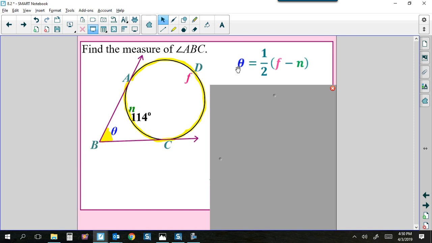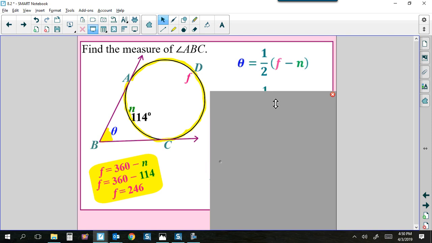You cannot solve this equation by itself. So before you can solve for theta, you need to figure out what arc F is. So you're going to simply do 360 minus arc N, which you are given is 114. So you know arc F is going to be 246 degrees.